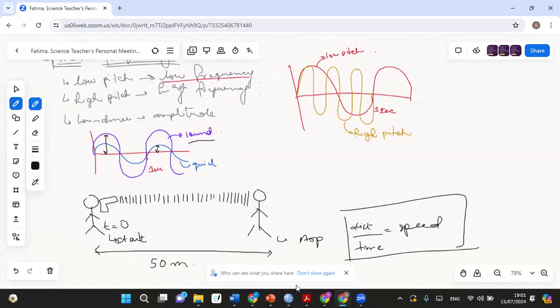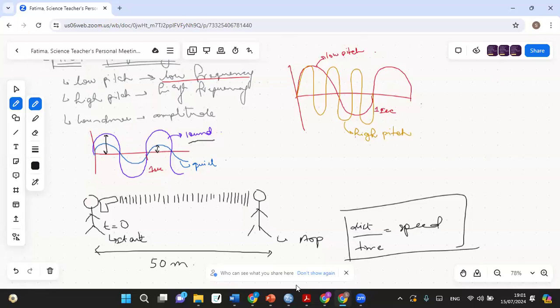There are lots of ways of doing it. This is the easiest way. You take yourself, you take your friend, you make your friends stand far away from each other. You can shoot a gun, you can shoot a flare, whatever you like. And when your friend hears the sound, you stop the stopwatch and you record the time and apply the formula.